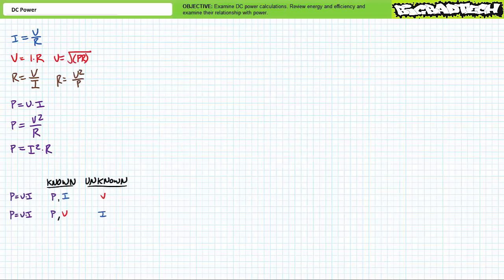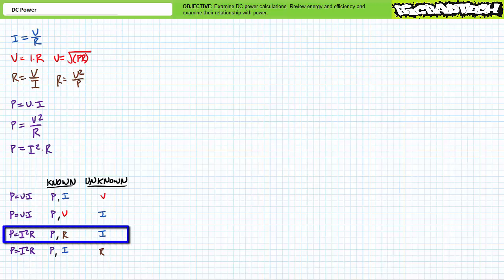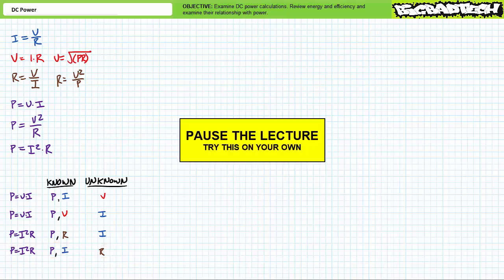As an exercise to the viewer, I invite you to solve for the following additional algebraic permutations. Given the original power formula, where power equals voltage times current, solve for the following. Given known power and known current, solve for voltage. Given known power and known voltage, solve for current. Additionally, use the permutation power equals current squared times resistance to solve for the following. Given known power and known resistance, solve for current. And finally, given known power and known current, solve for resistance. By all means, pause the lecture and try this on your own. If you're tracking, you should have obtained the following results.